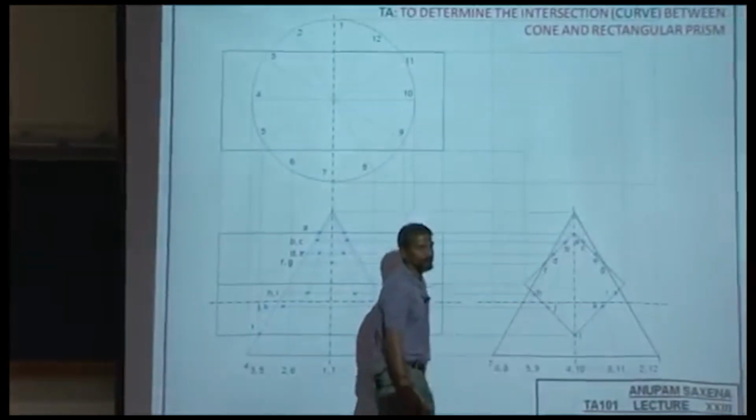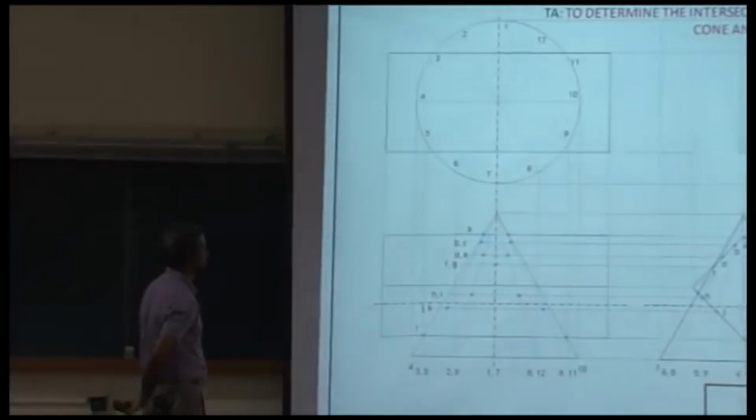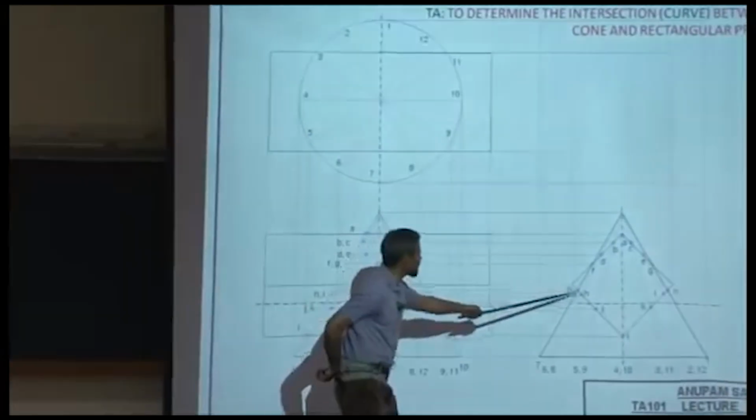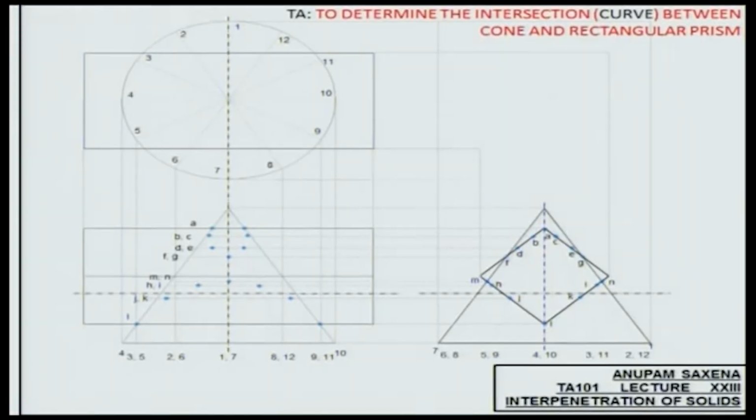All right, so if you think about this face of the prism, of course, there would be another intersection point that comes from here and here.